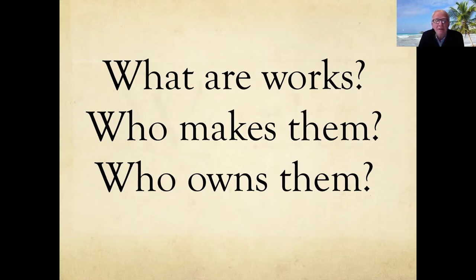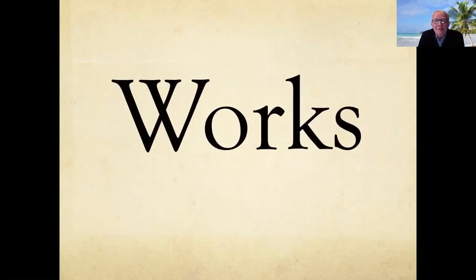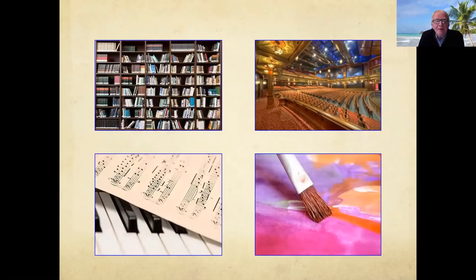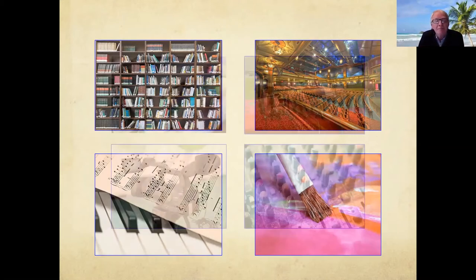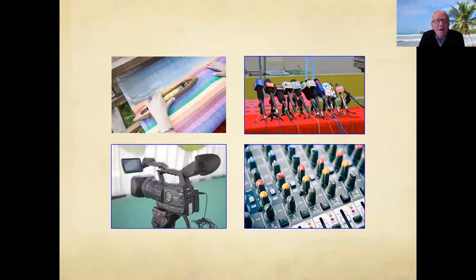So there are various categories of works according to the Copyright, Designs and Patents Act in the UK, 1988. We've got literary works, dramatic works, musical works, artistic works. I've put fashion in there, which does come under artistic works, but there's a lot of talk about fashion works at the moment. Then we've got broadcasting, video and film recording, and sound recording.